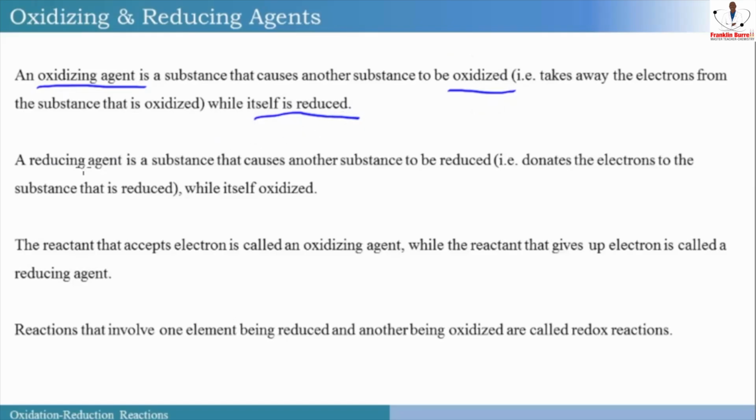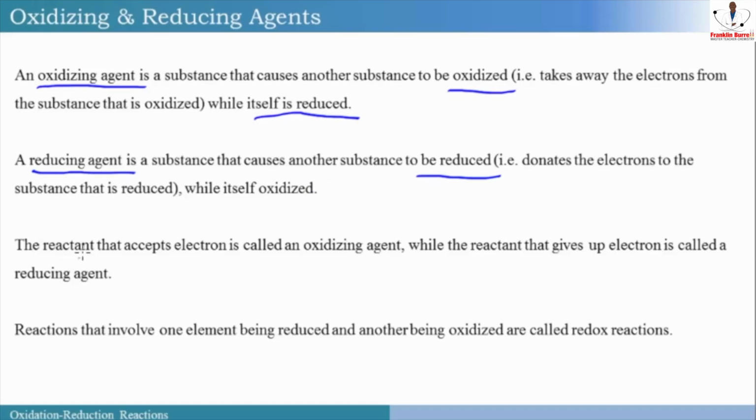And the same thing would apply for the reducing agent. The reducing agent is a substance that causes another substance to be reduced. In other words, the reducing agent is donating electrons. So if it's giving up electrons, the other substance will gain the electrons and become reduced, while itself, which is giving up the electrons, will be oxidized. So a reducing agent is a substance that causes another substance to be reduced, while itself is oxidized.